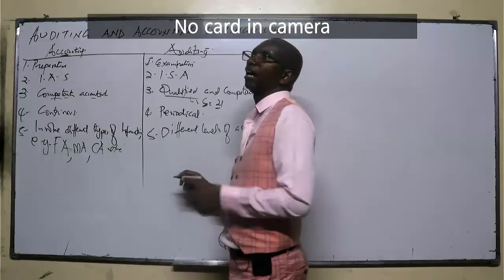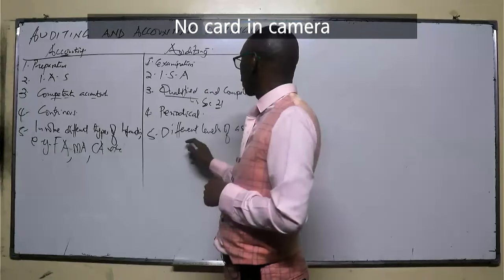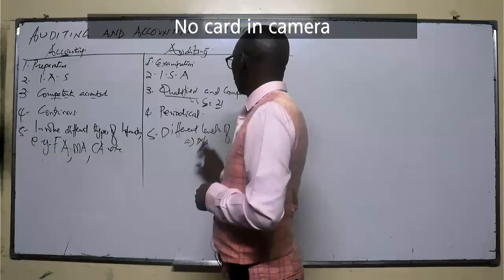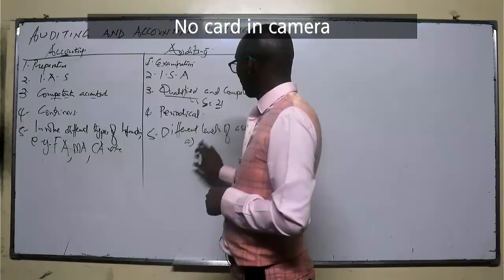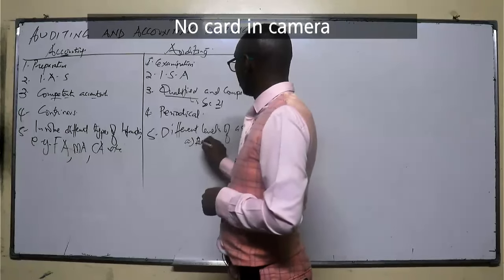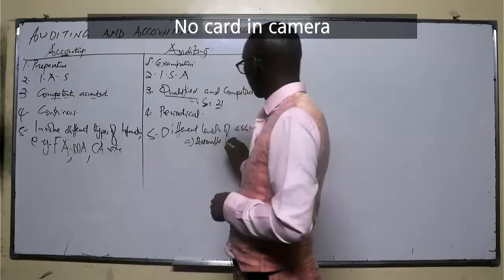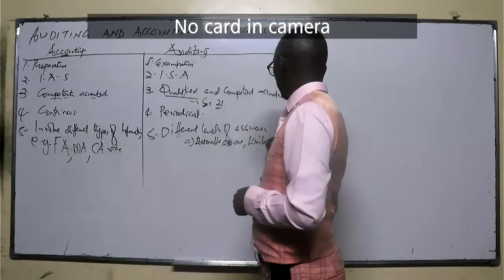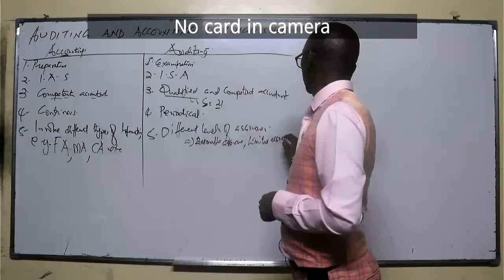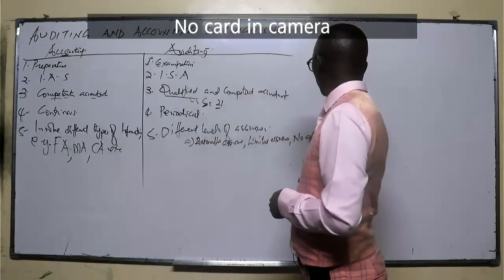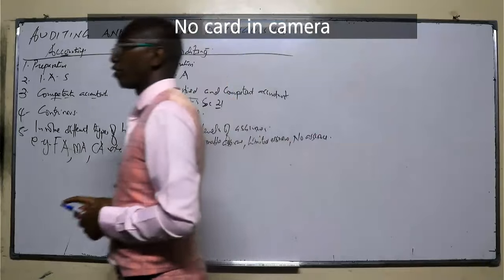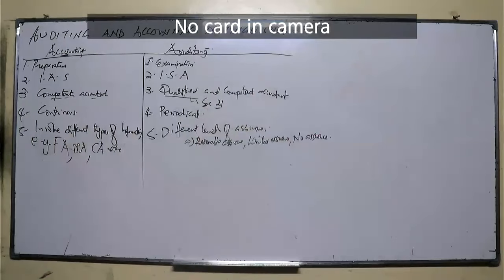How many levels of assurances do we have? Four levels of assurances. It could be an absolute assurance. No, let's not capture absolute assurance because we can't give it as auditors. It could be reasonable assurance, limited assurance, or even no assurance. Those are the three levels of assurances that auditors can give.